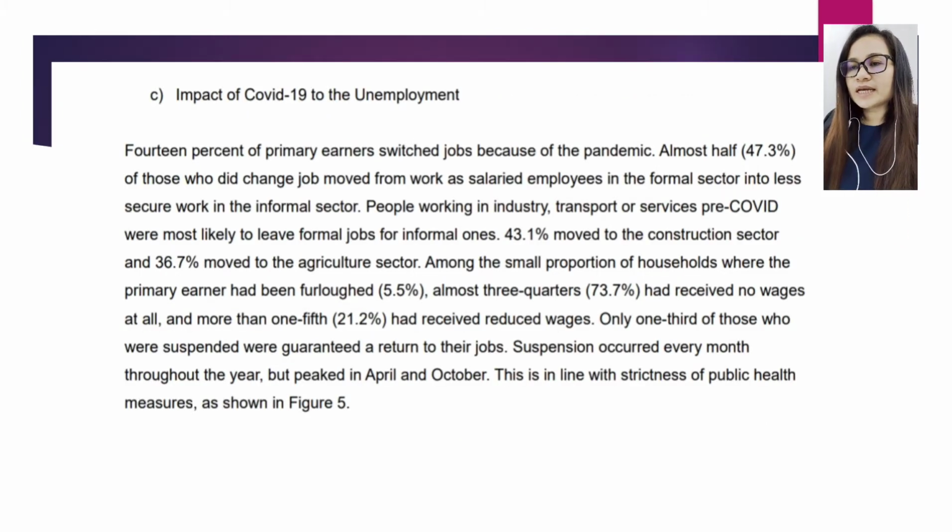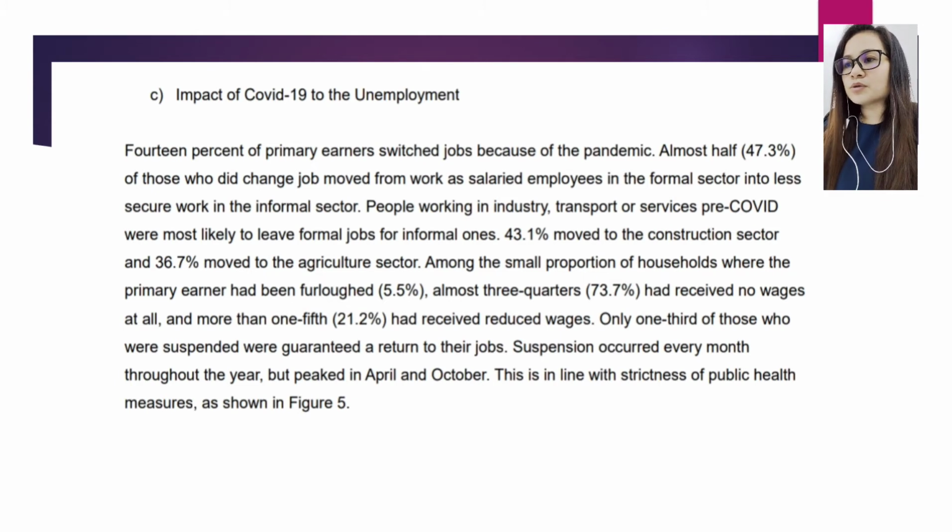Impact of COVID-19 on unemployment. 14% of primary earners switched jobs because of the pandemic. Almost half, 47.3%, of those who did change jobs moved from work as salaried employees in the formal sector into less secure work in the informal sector. People working in industry, transport or services pre-COVID were most likely to leave formal jobs for informal ones. 43.1% moved to the construction sector and 36.7% moved to the agriculture sector.